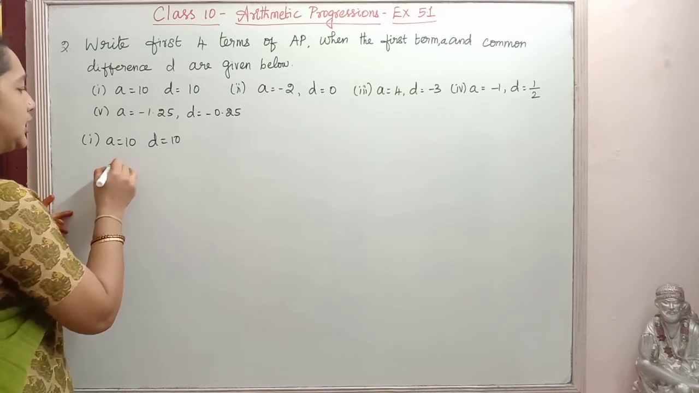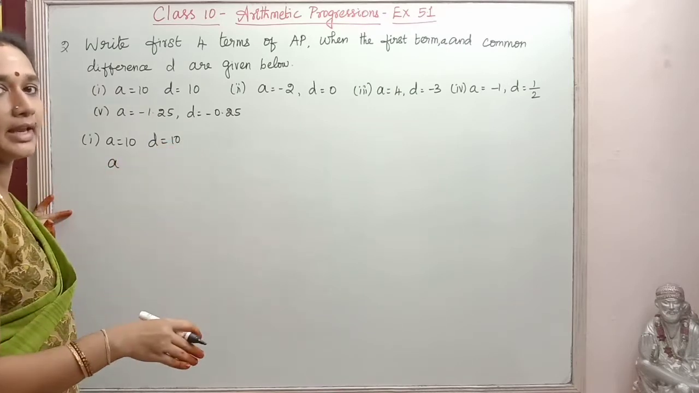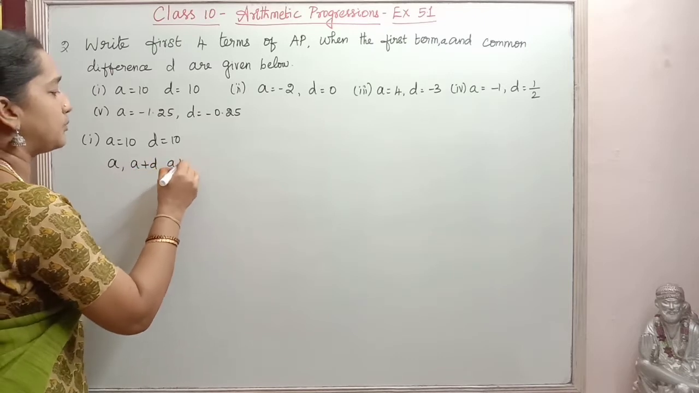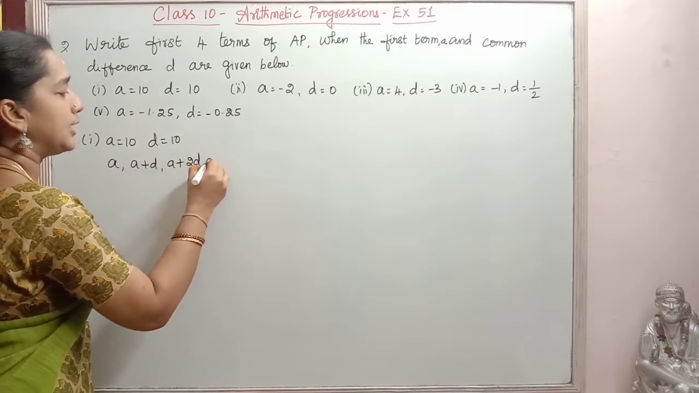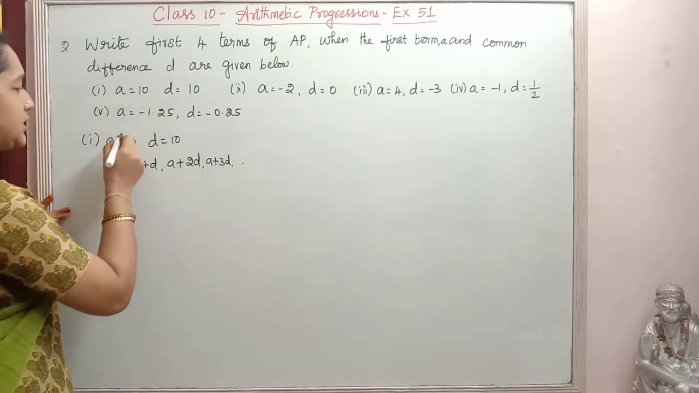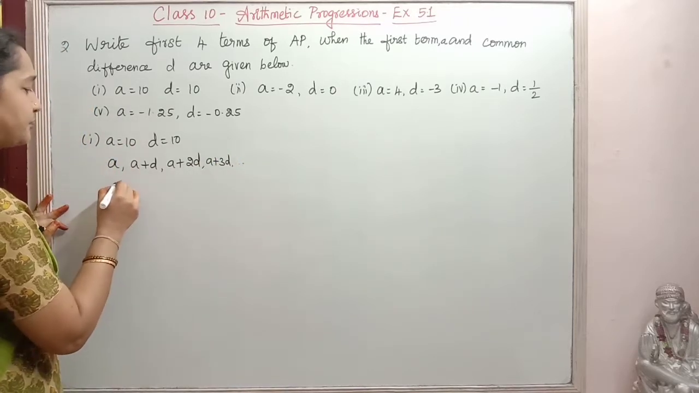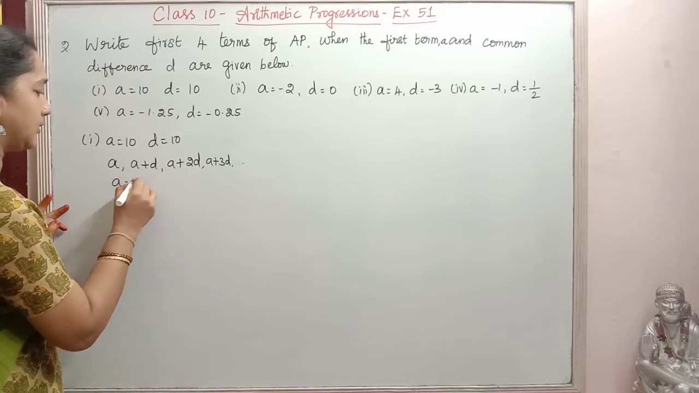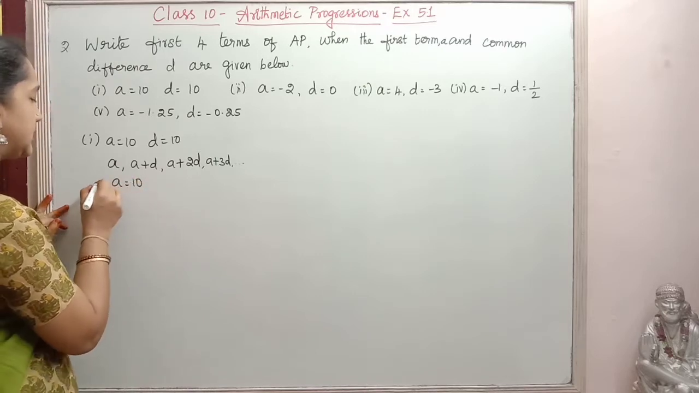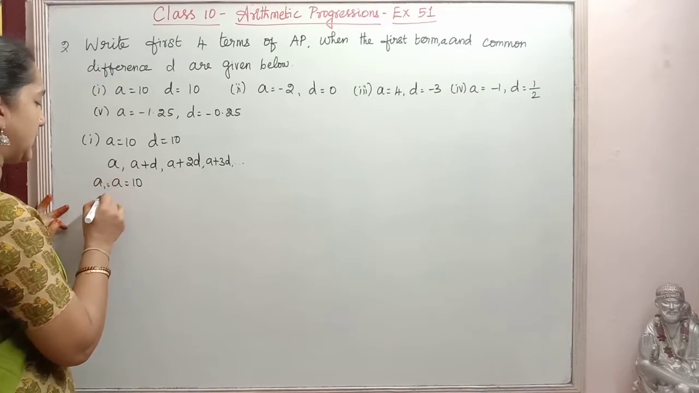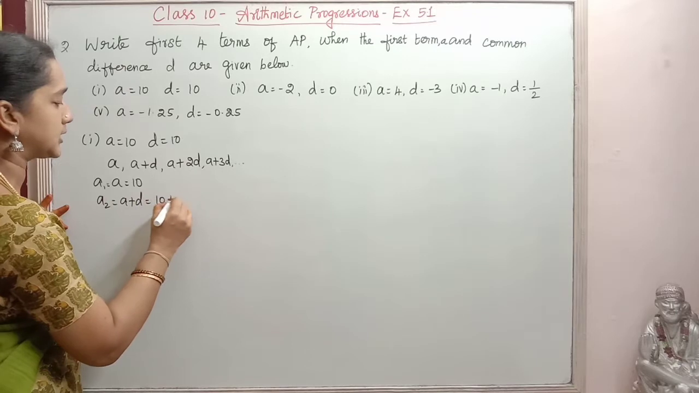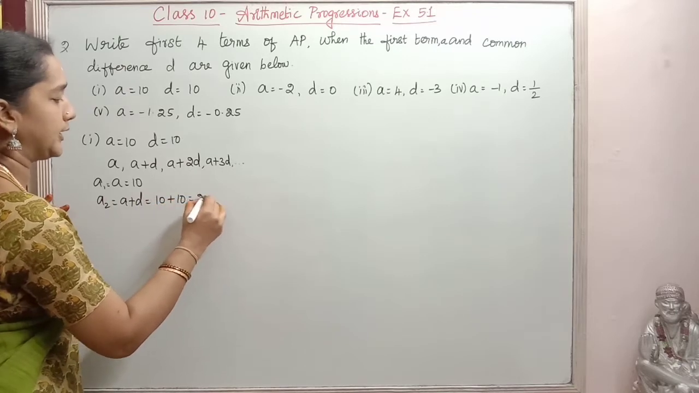Okay, we know the terms in the AP are A, A plus D, A plus 2D, A plus 3D, like that it will go. So the first term is given as 10, A is equal to 10. Then the second term is A plus D. This is A1. So A2 is equal to A plus D, that is 10 plus 10, that is equal to 20.